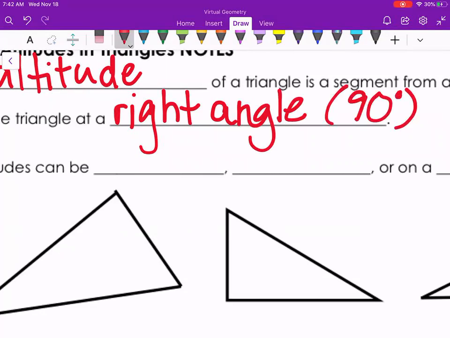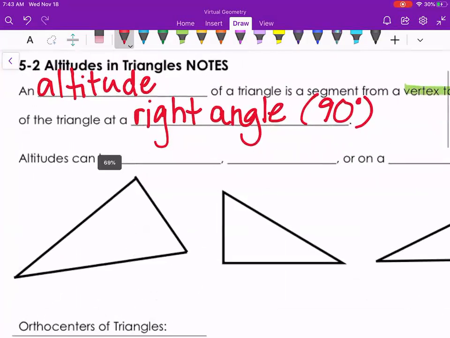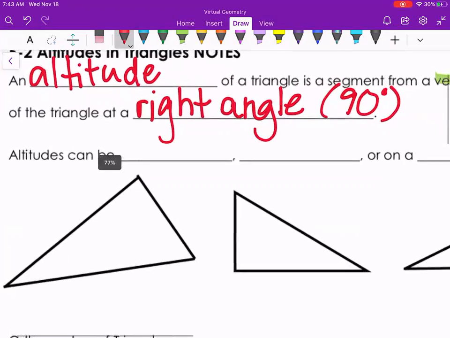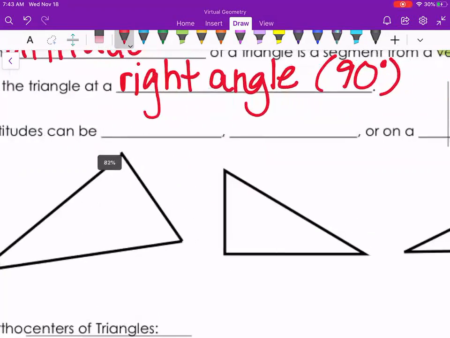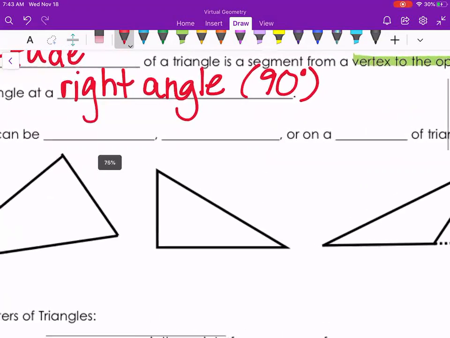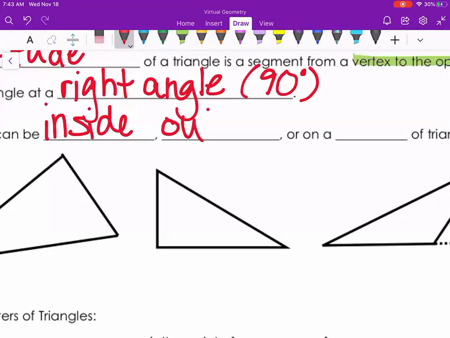So altitudes are perpendicular to the sides of a triangle. Now that doesn't mean they're perpendicular bisectors. They're just perpendicular. So again, they go from a vertex to the right angle. So we can have three kinds of altitudes here. An altitude can be inside the triangle. It can be outside the triangle. Or it can be on one of the sides of a triangle. So it depends on what kind of triangle classification we have.